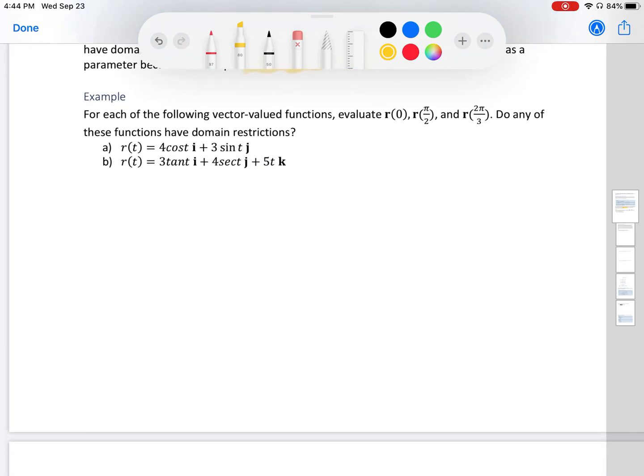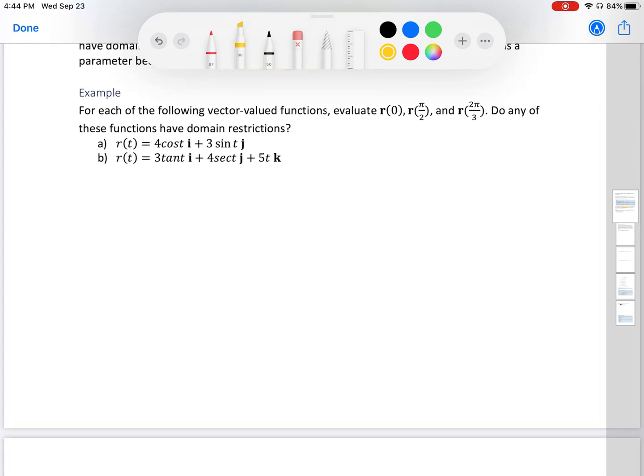So let's take a look at this example. For each of the following vector valued functions, evaluate r of 0, r of pi over 2, r of 2 pi over 3. Do any of these functions have domain restrictions? All right, so let's go ahead and work on A. For A, we're given r of t equals 4 cosine t i plus 3 sine t j. We're just going to treat this as a function. Think back to your algebra days and just input that value in for t. So plug in for t.